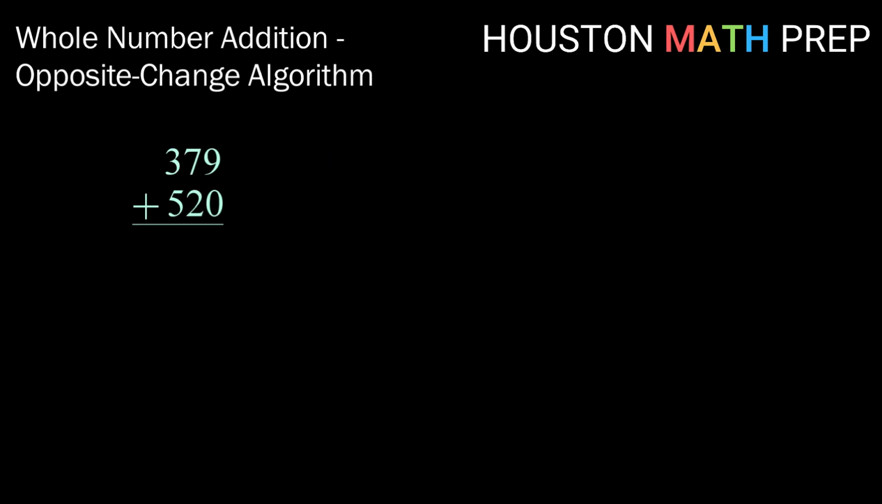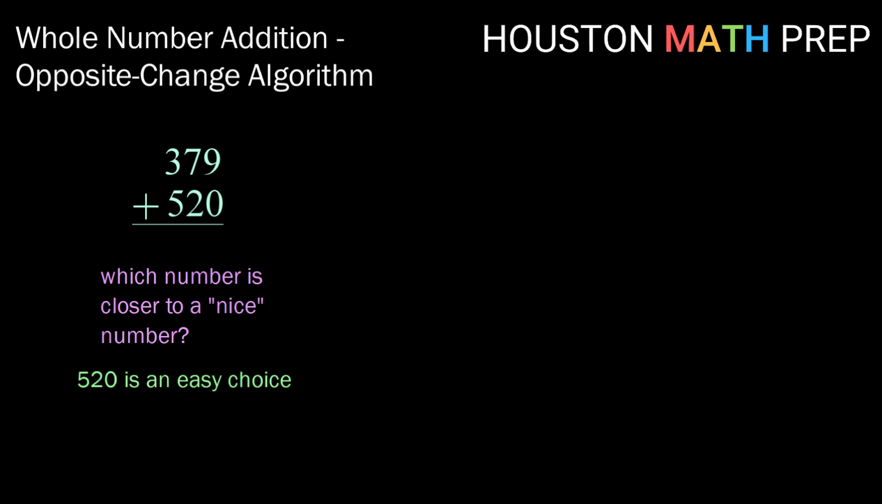Let's say we're trying to add 379 with 520. Since both of these numbers are in the 100s, we would like to get one of them to be a multiple of 100. So we say, which number is closer to a nice number, or in this case, a multiple of 100? Now I use closer there. Really what you could say is which one is easiest to get to a nice number. There's no wrong answer here, but we're going to go with 520 since it's a pretty easy choice.